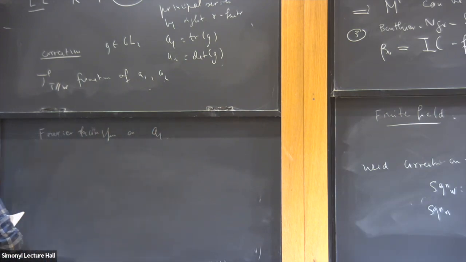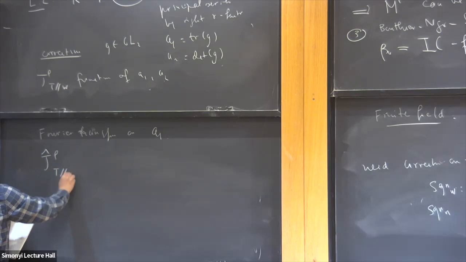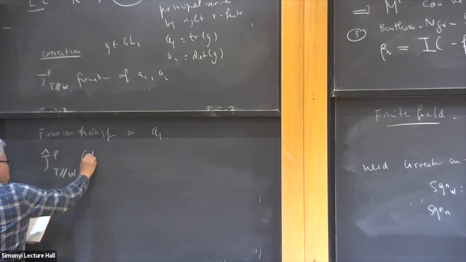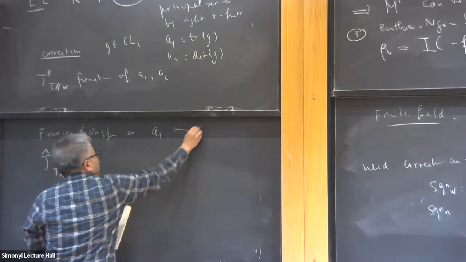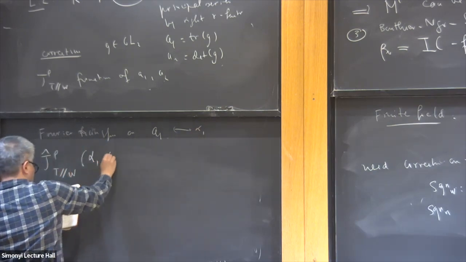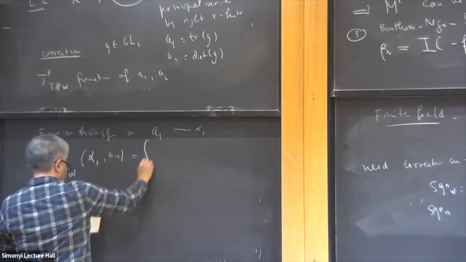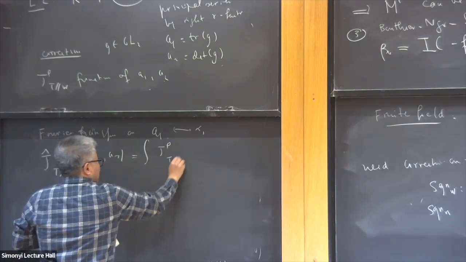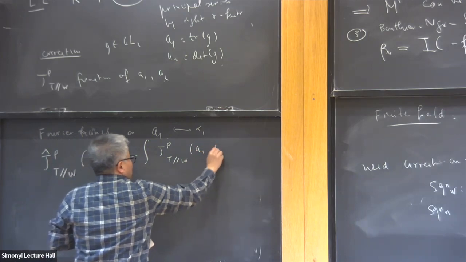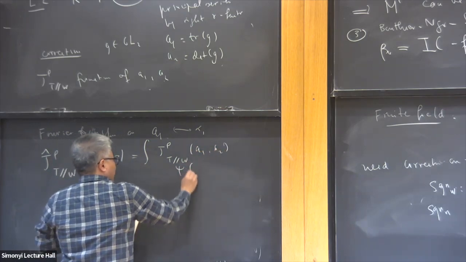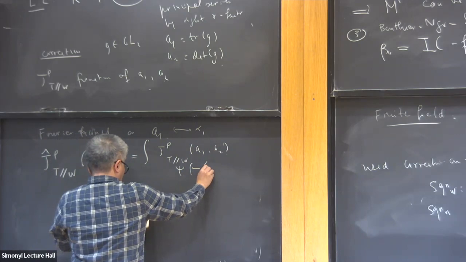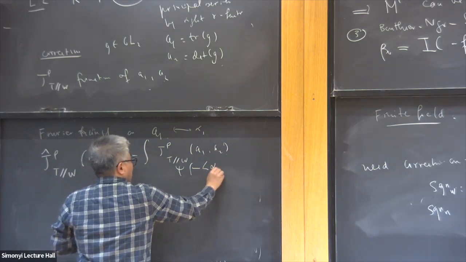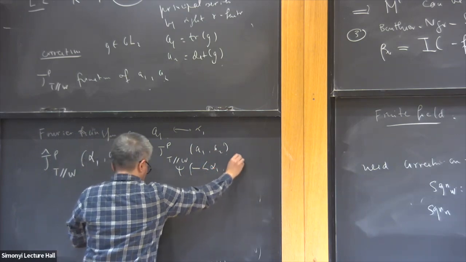It looks like this. We have J, the Fourier transform on this variable, with a hat, T mod W, where alpha 1 is the dual variable of A1. The Fourier transform is the integral of J rho T mod W of A1, A2, times psi of minus alpha 1 A1 dA1.